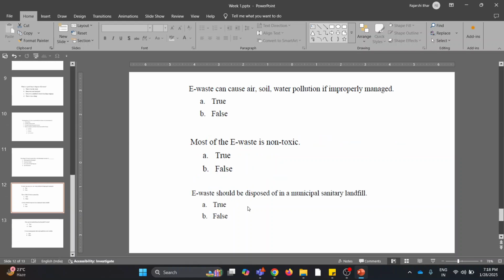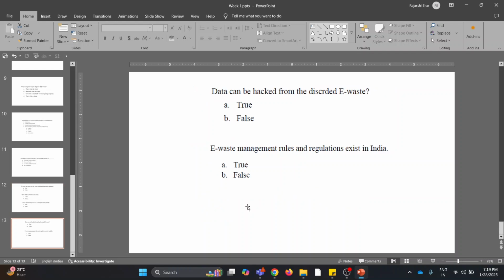Then next are all true and false. Very simple. E-waste can cause all these kinds of pollution if improperly managed. True. E-waste is non-toxic, a statement that most e-waste is non-toxic. That is false, because e-waste has different kinds of heavy metals in it, which are really toxic. E-waste should be disposed of in a municipal sanitary landfill. This is false. Municipal sanitary landfills are not meant to handle e-waste.